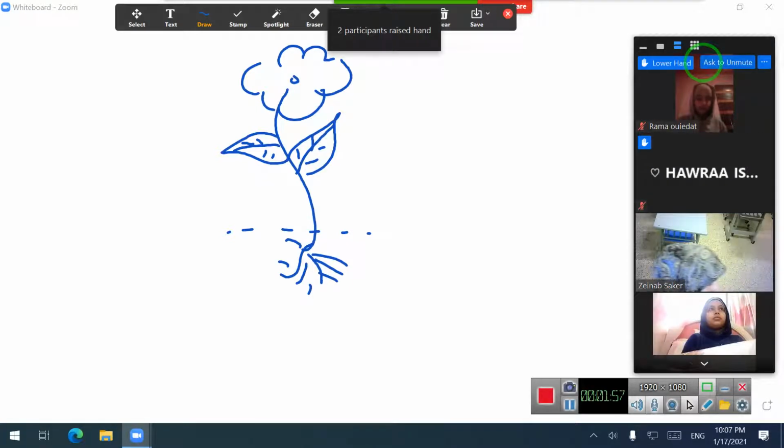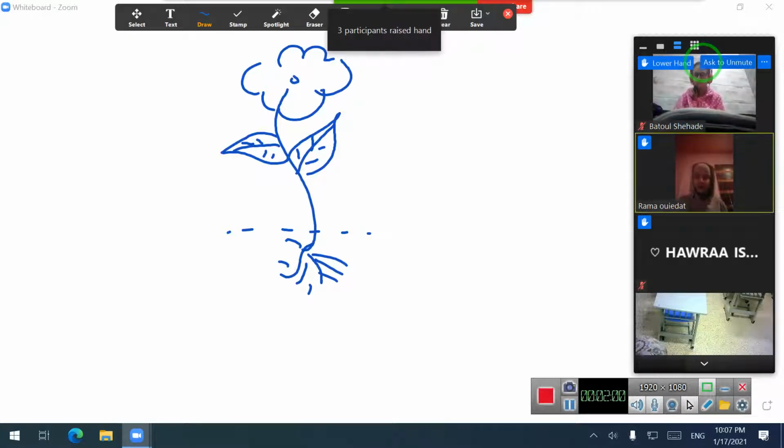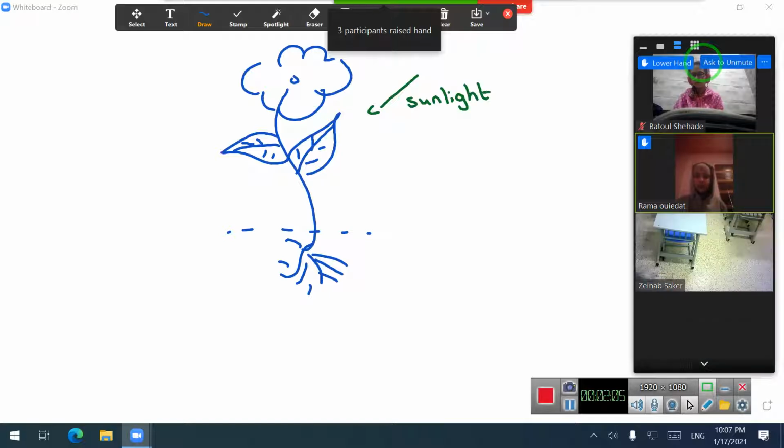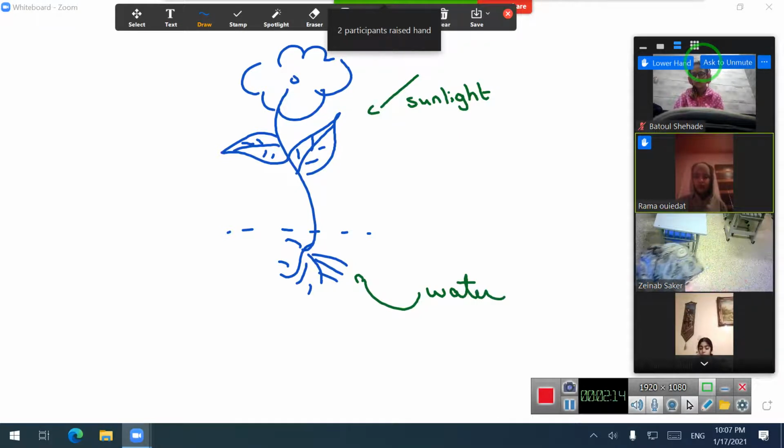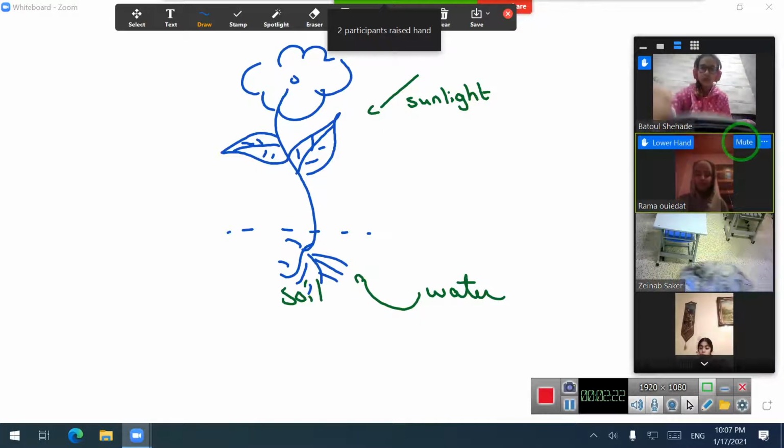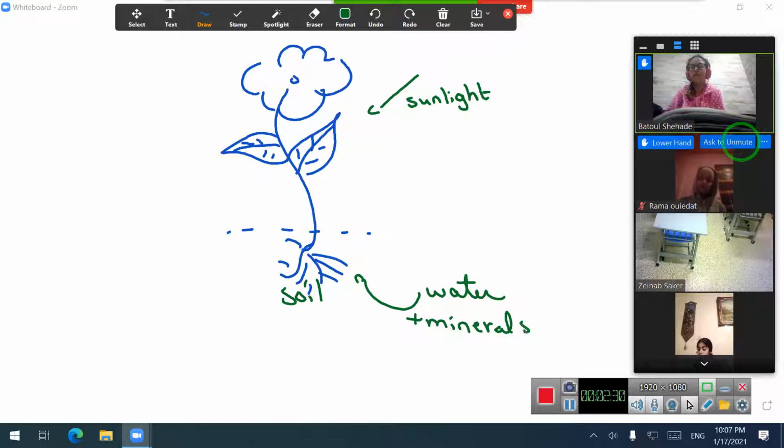Rama? Sunlight. Yes, it needs water. Sunlight, it needs also water. This water is taken or absorbed by the roots. What else, Rama? Soil. Of course, it needs soil. Thanks. Batul? It needs some salt minerals. Excellent. Water plus mineral salts. And carbon dioxide. Excellent, Batul. And carbon dioxide, or CO2, from the air.